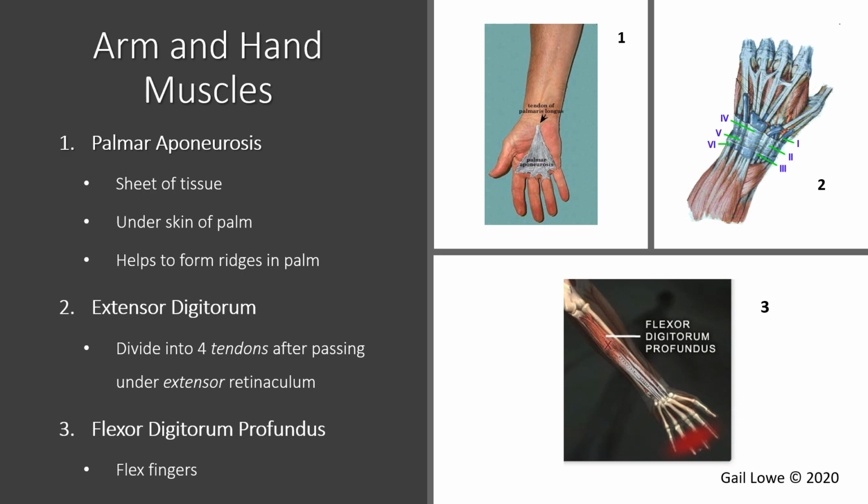Then we have flexor digitorum profundus. These are muscles that flex the fingers. But to be quite honest, we have not had questions on these muscles again in the test paper or orally for the last 9 years. But it is useful to know about an aponeurosis, and it's useful to know they're there. So repeat after me. Palmar aponeurosis. Extensor digitorum. Flexor digitorum profundus.